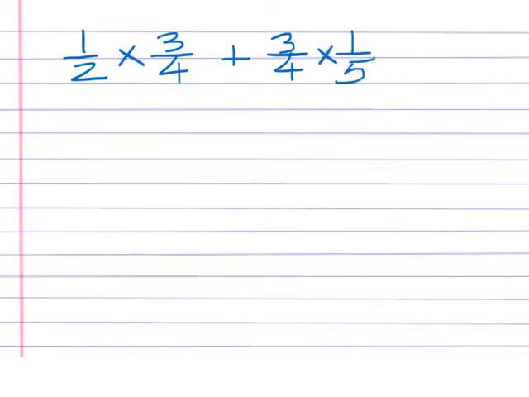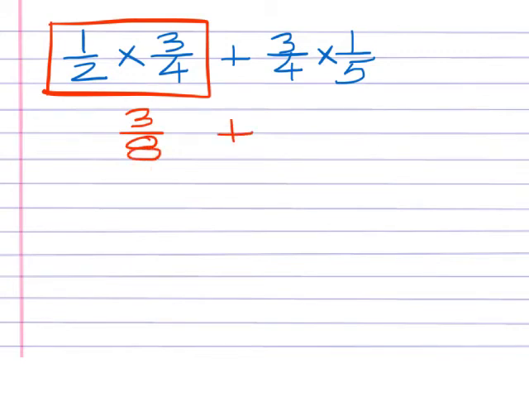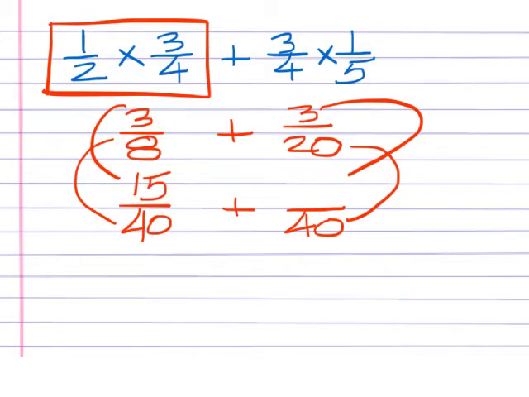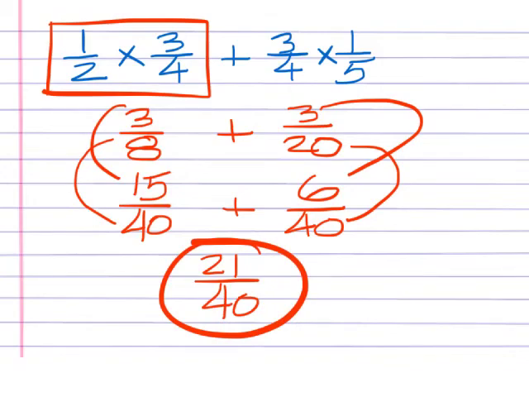Order of operations says that you have to do multiplication from left to right before you do addition. So you must do this part first. Multiply to get 3 over 8. And then multiply on the other side to get 3 over 20. Now 8 and 20. We need a common denominator. What's the common denominator between 8 and 20? 40. Yeah, 40 is the common denominator, and we're multiplying 8 by 5 here, so 3 times 5 is 15, 20 times 2, 3 times 2 is 6. You should get 21 over 40 for that answer.